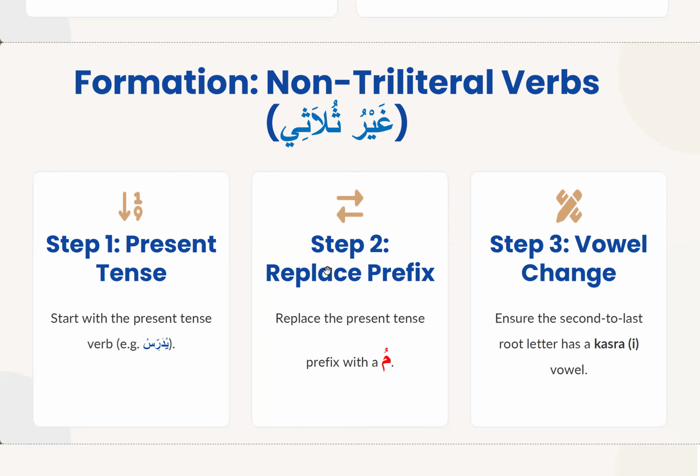Then what do? Replace the prefix, change the ya to mim with a dhamma, mu. Replace the present tense prefix with a mu. So yudarrisu becomes what? Mudarrisu. Now ensure that the second to last root letter has a kasra. The second last letter here is ra with a kasra. If it has kasra, then fine. If it does not have kasra, then put kasra. So yudarrisu means to teach. The one who teaches, in English we call it the teacher, we say mudarris.